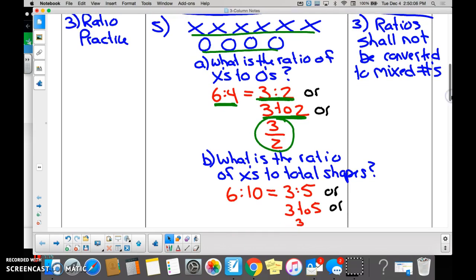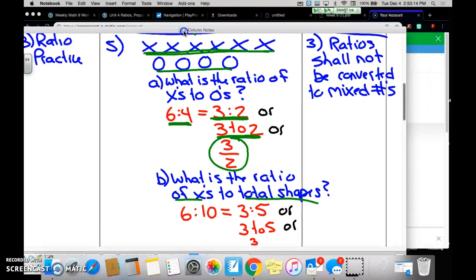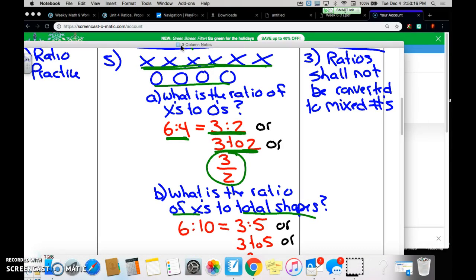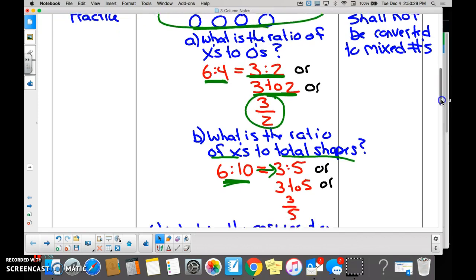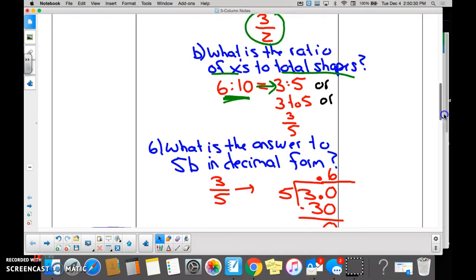Now look at letter B. I changed the wording a little bit. Don't let that confuse you. Now I asked you for the total number of X's to the total number of shapes. How many X's do we have again? 6. How many shapes do we have altogether? 10. And is 6 over 10 the right answer? No. Because you should do what? Reduce.